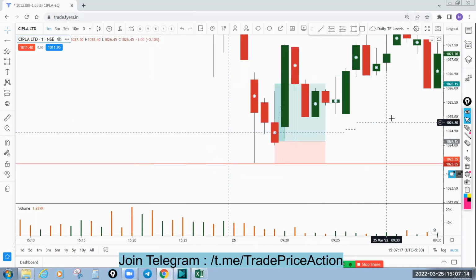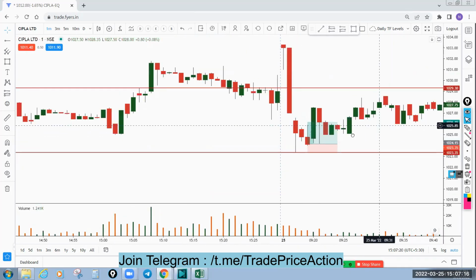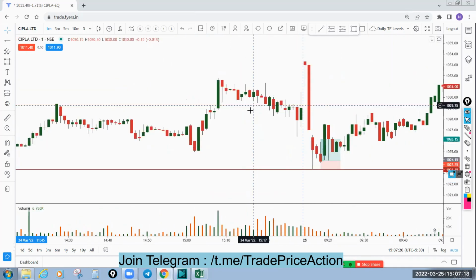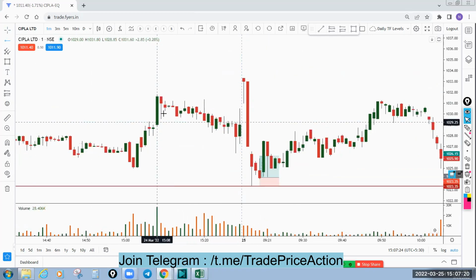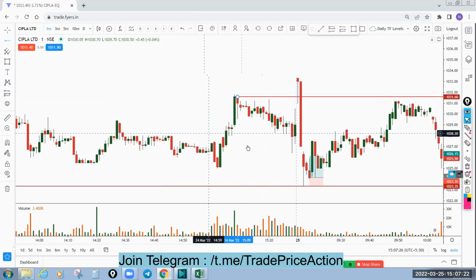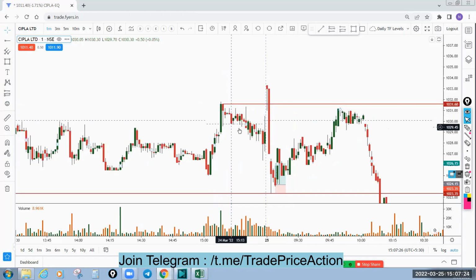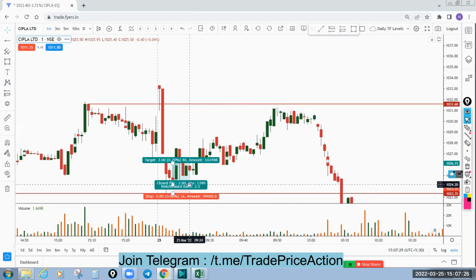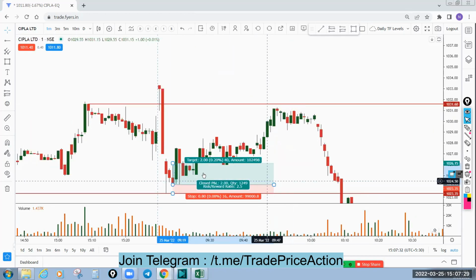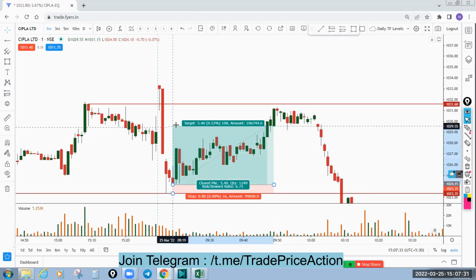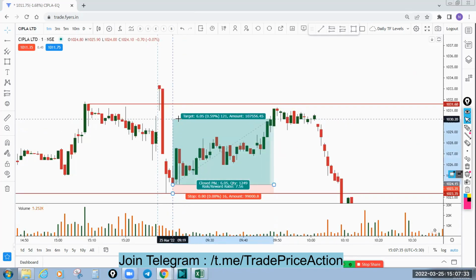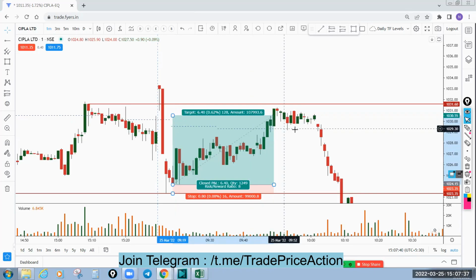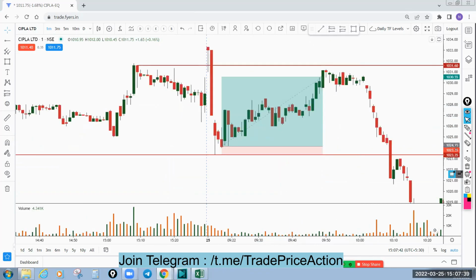No magic. The target was just below this level, where there was yesterday's resistance, and it was coming around 1:8 risk reward ratio, which was more than the 1:4 and 6 which I usually target. So this was the overall trade.